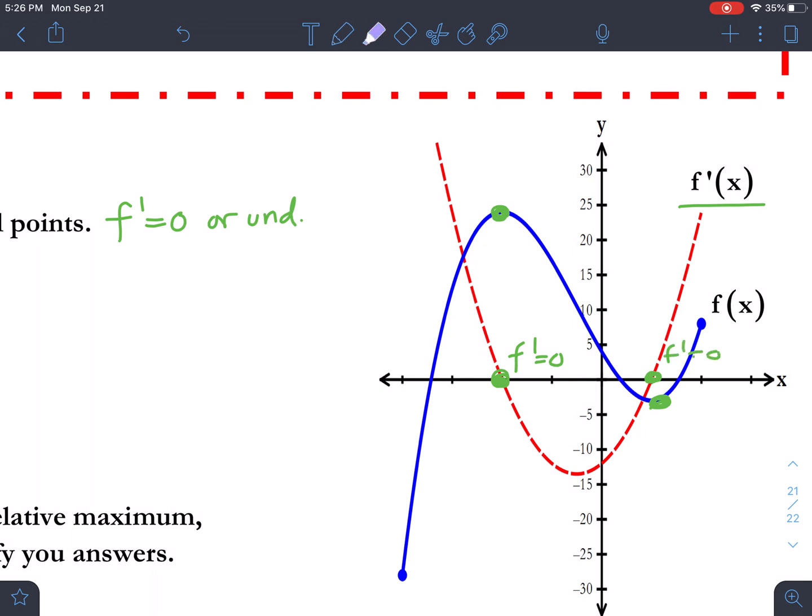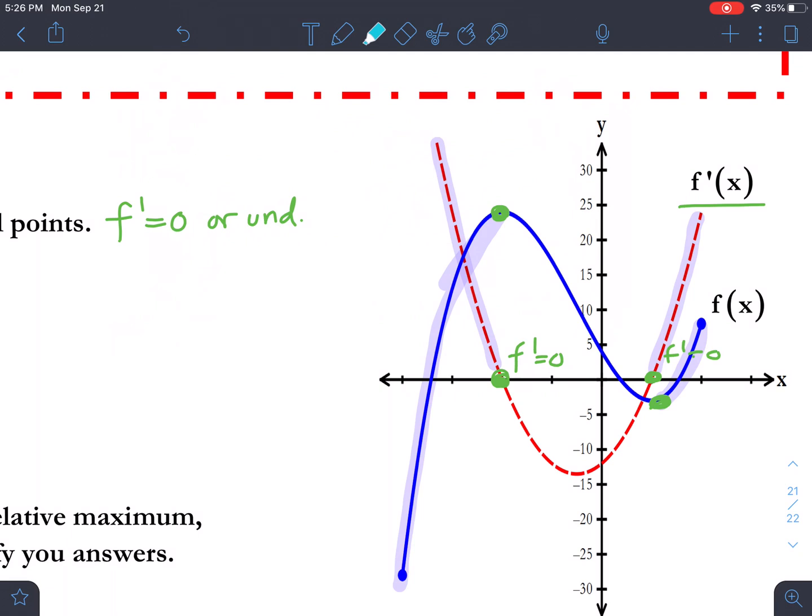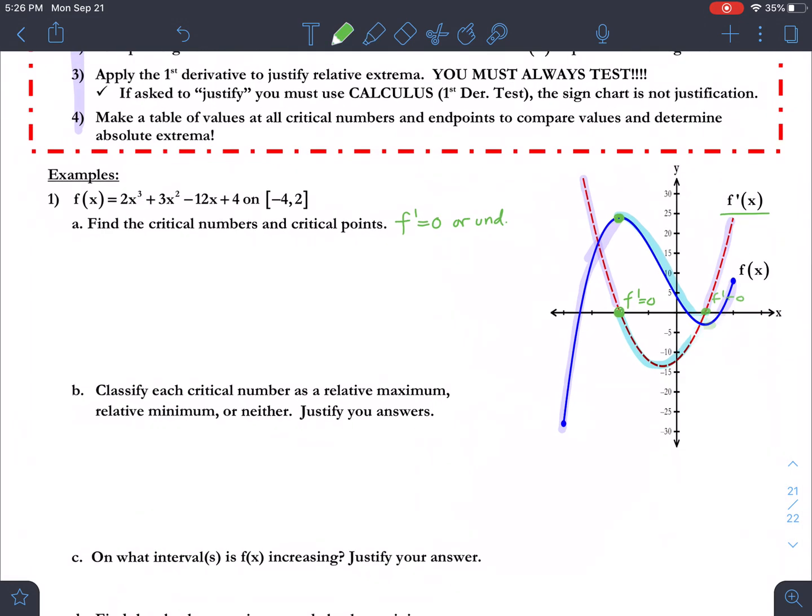And then don't forget, we're talking about increasing f of x. That means f prime is above the x-axis. Increasing f of x, that means f prime is above the x-axis. And similarly, I'll do in blue here, f of x is decreasing. That means f prime is below the x-axis. Okay, so those are all our pieces there.